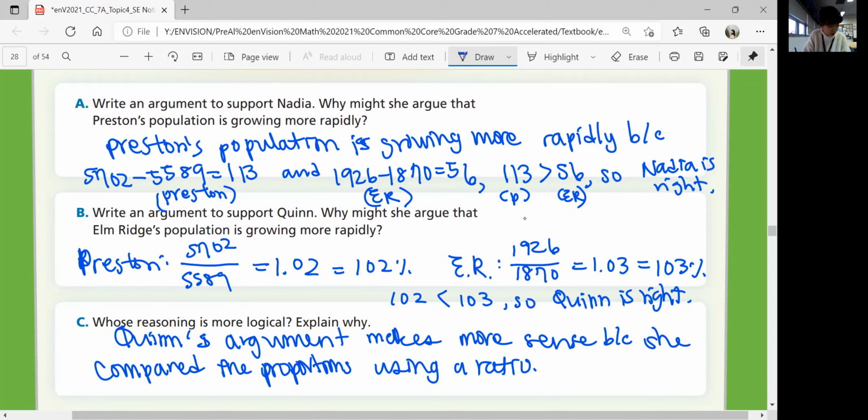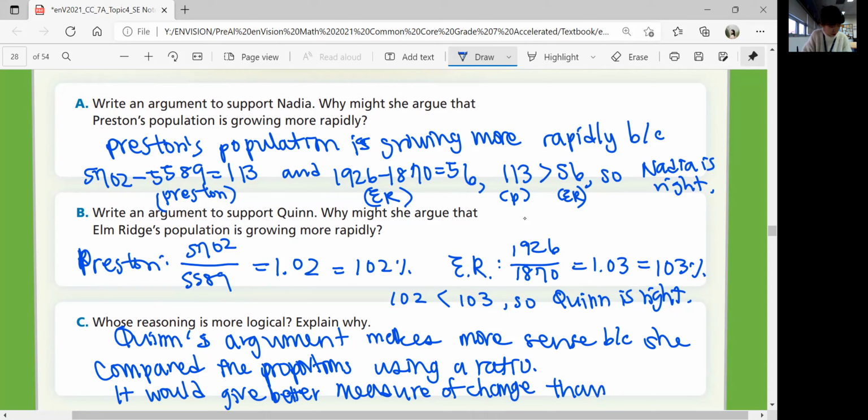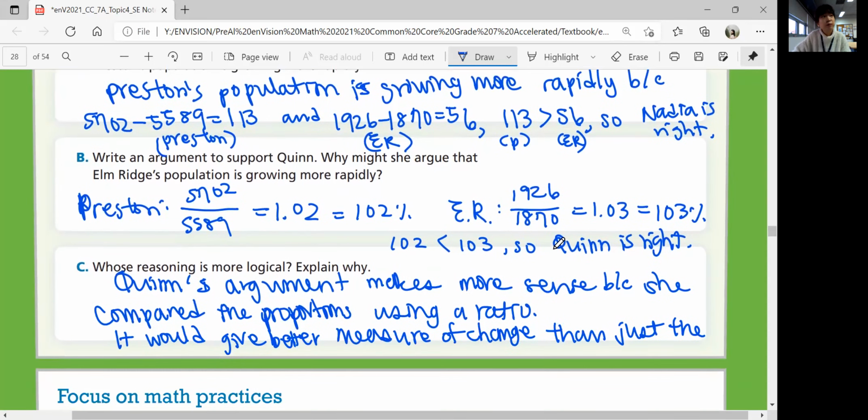Okay, and why would this value give a better measure of change than just the change in population? It would give a better measure of change than just the change in population. Okay.